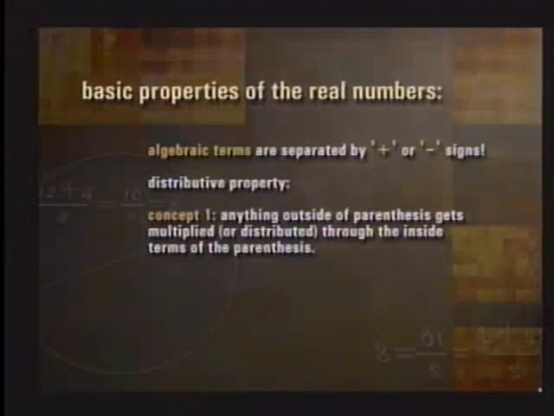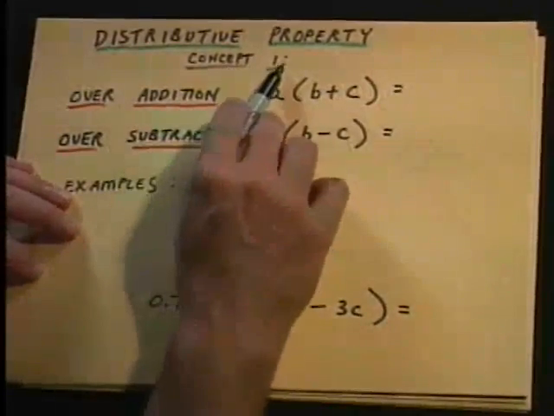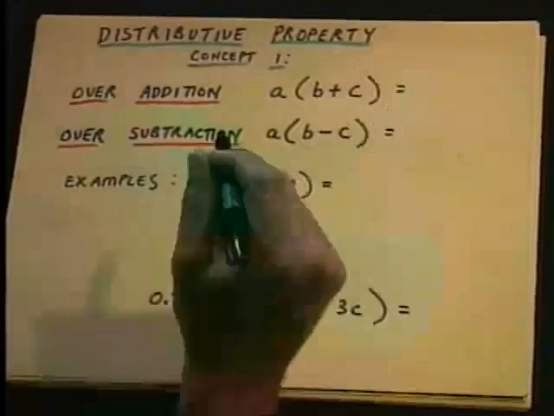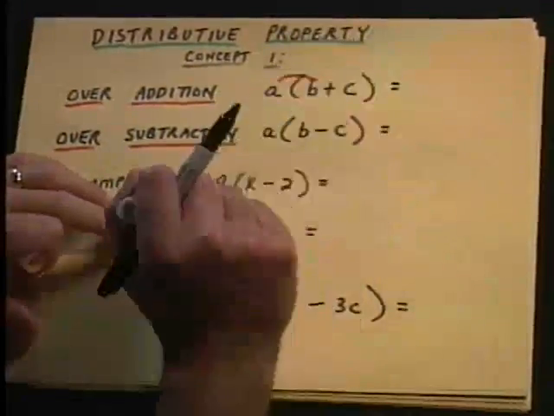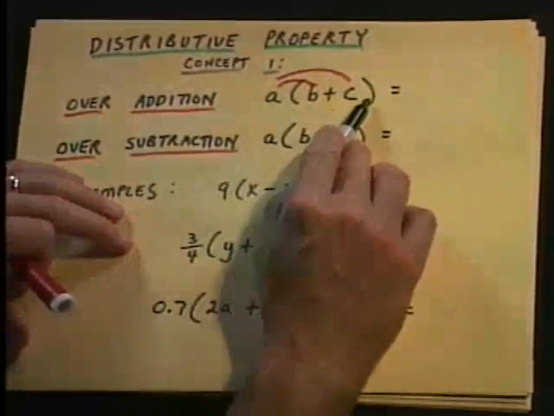All right, now this is one of the most important properties in all of algebra. I would say the distributive property, the highest property of all. And the first concept of that is anything outside of parentheses gets multiplied or distributed through the inside terms of the parentheses. Okay, so going to some examples of this distributive property, notice I've got concept 1 here, distributive property over addition. A times B plus C. All right, so what we're going to do is we're going to multiply A times B and then A times C. So everything outside the parentheses gets multiplied through.